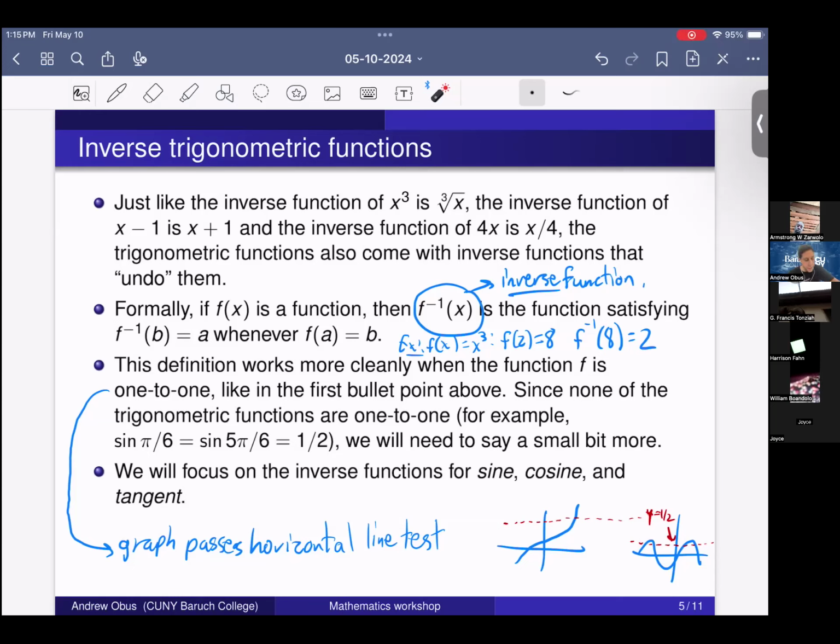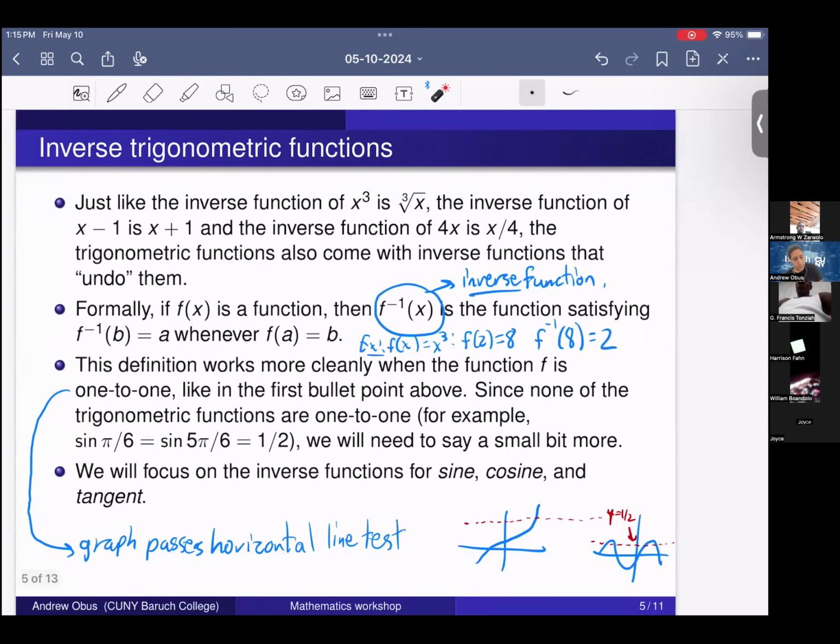Okay, so that means for sine inverse, and also for cosine inverse, and also for tangent inverse, we're going to have to kind of specify which value we actually want to take. Okay, so we're going to focus on these inverse functions for sine and cosine and tangent.